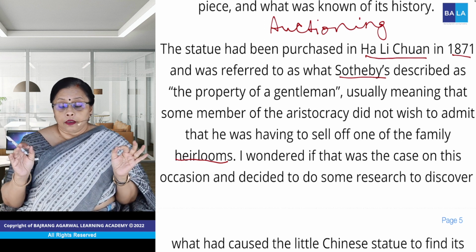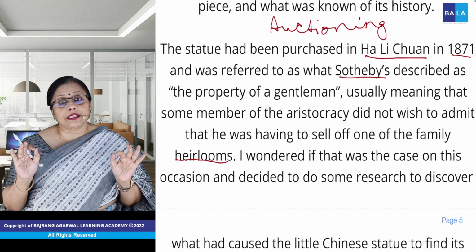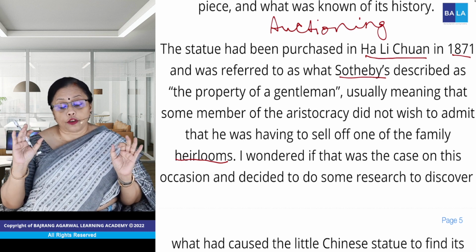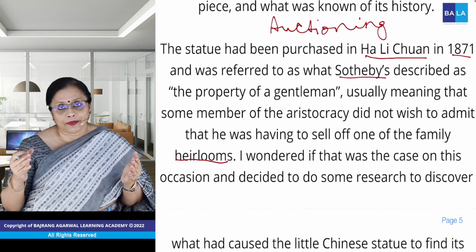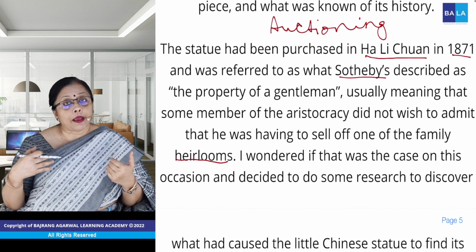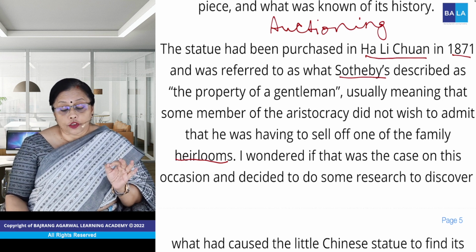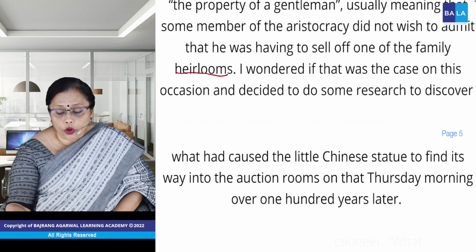So the person who was selling this did not want his name to be revealed. So it was just said, this is the property of a gentleman, because this particular piece was being sold and it was acquired as a family heirloom. I wondered if that was the case on this occasion, and whether it was being sold or not.